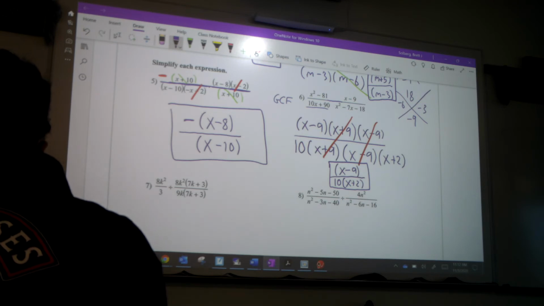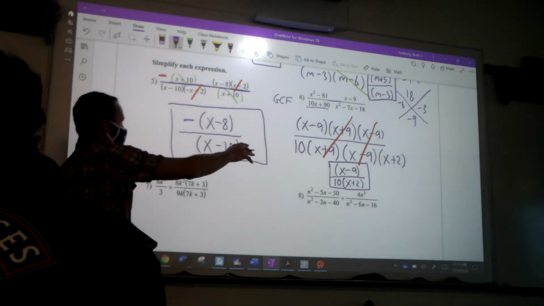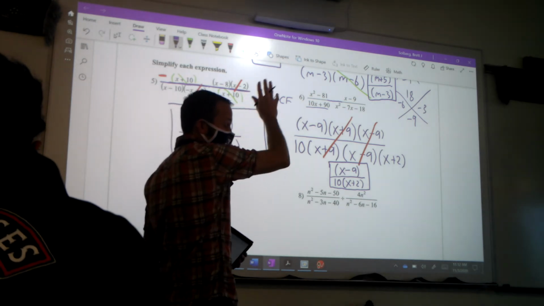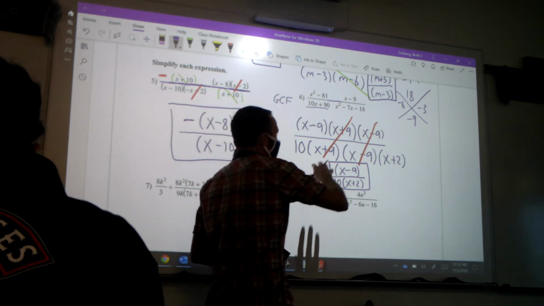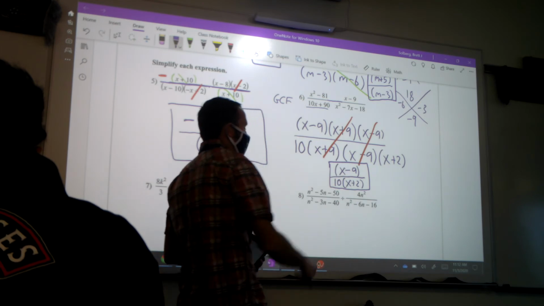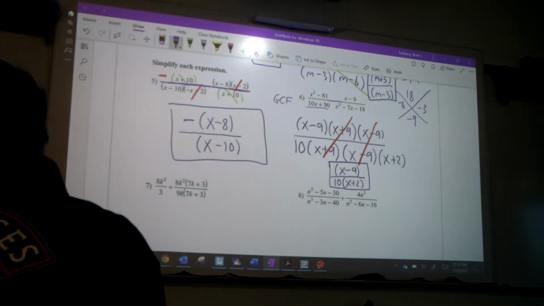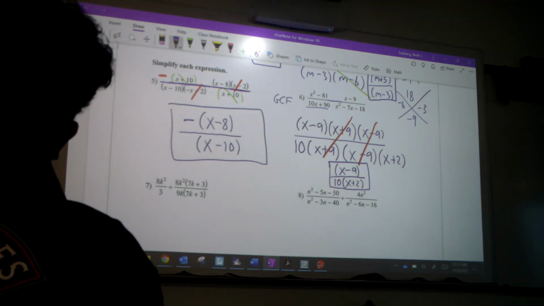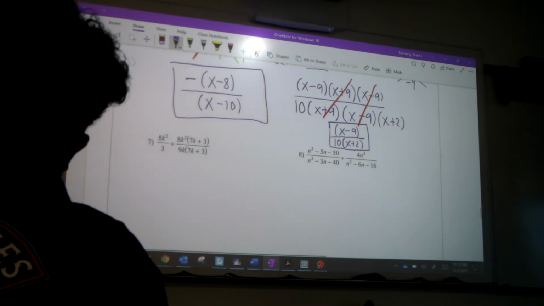So that's how you multiply. You go straight across. If it's factored, you just cross it off at the same top and bottom. If it's not factored, well then you factor, and then you cross it out, if it's the same top and bottom. Okay, last one on here was dividing.